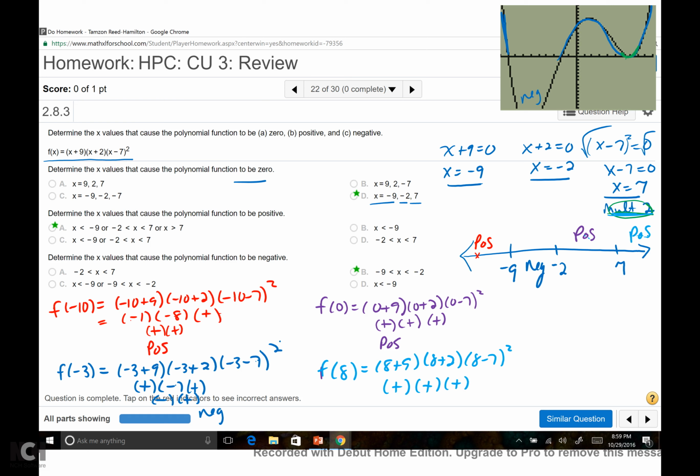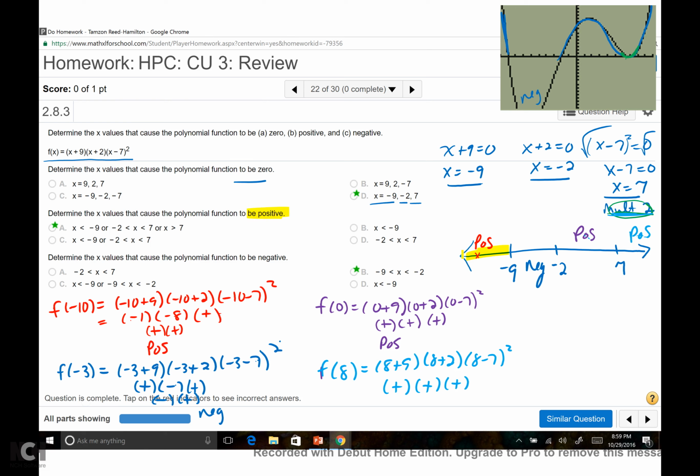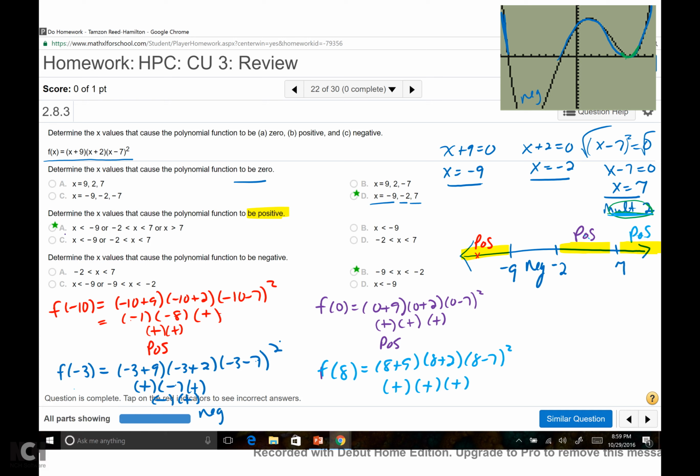Okay, so now all you do is you describe where it's positive and where it's negative. So here they're looking for where it's positive. So that's this section, and this section. Now you can't include the 7 because 7 is a 0 and 0 is neither positive nor negative. So if I'm describing what I highlighted in yellow, where it's positive is, and I don't like this, I thought they were doing interval notation.